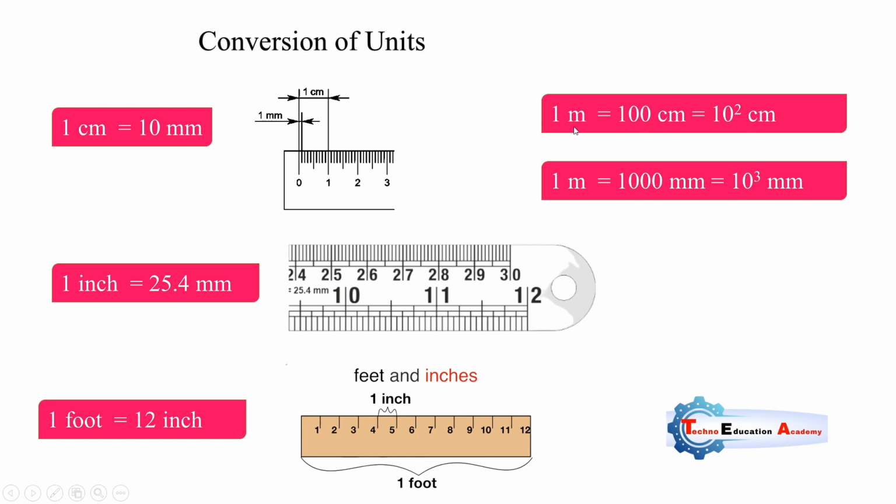So whenever we convert 1 meter into mm, at that time it is equal to 100 centimeter and 1 centimeter equal to 10 mm. So multiply with 10. So it is equal to 1000 mm. So 1 meter equal to 1000 mm. And 1 yard equal to 3 feet. So remember guys, this is the basic relationship between mm, centimeter, inch, foot and yard.